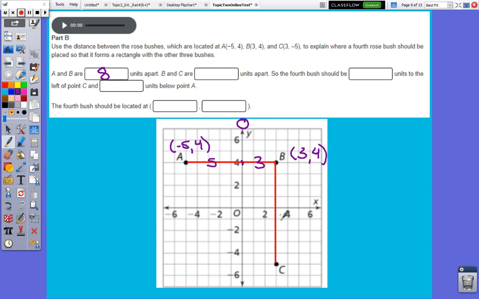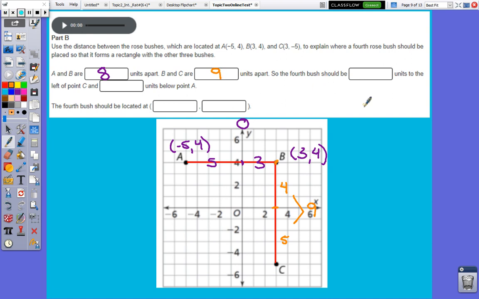We now go to B to C. If I go from point B just to the x-axis, which you can think about as 0, that is 4 units here. From the x-axis down to point C would be 5 units. That gives me a total of 5 plus 4 is 9. So I know that B and C are 9 units apart.